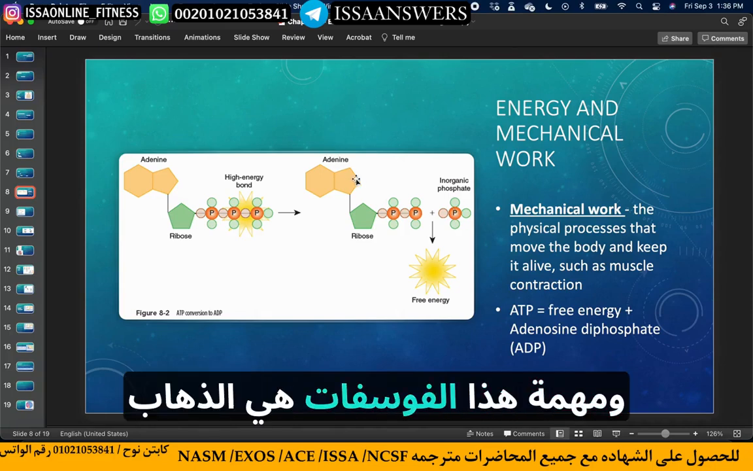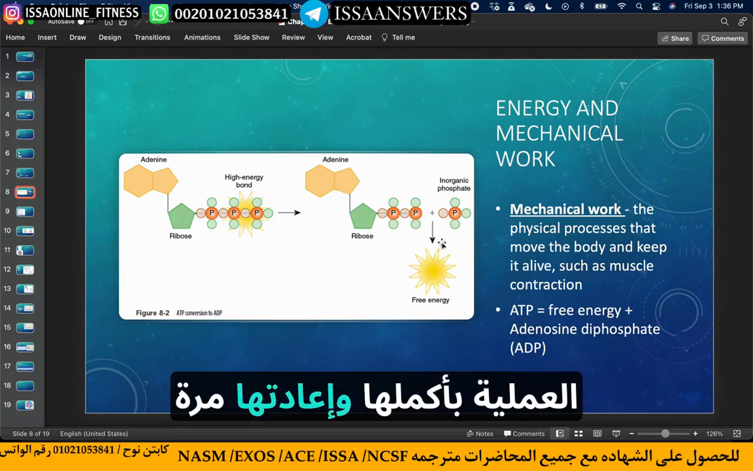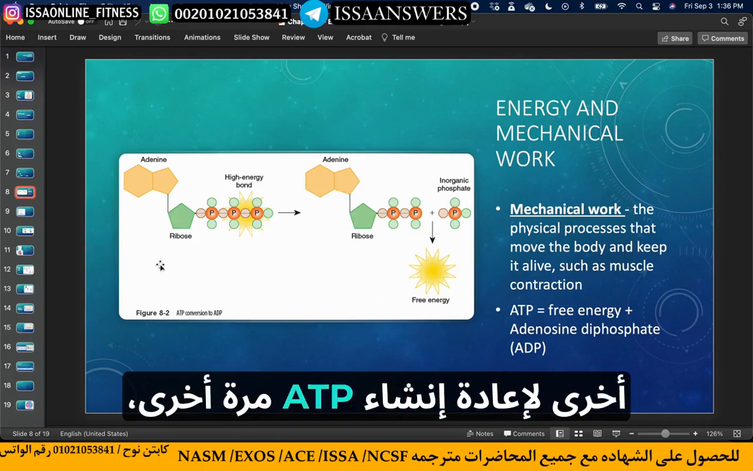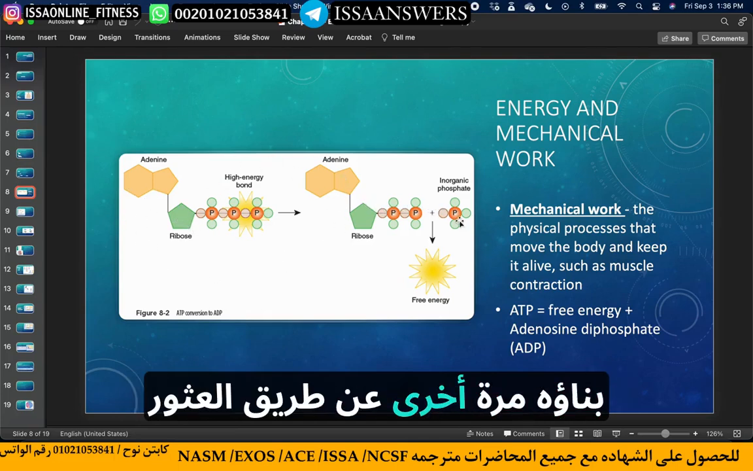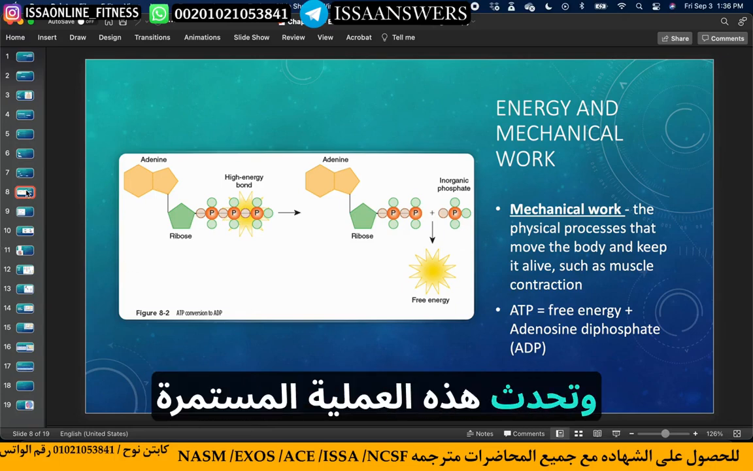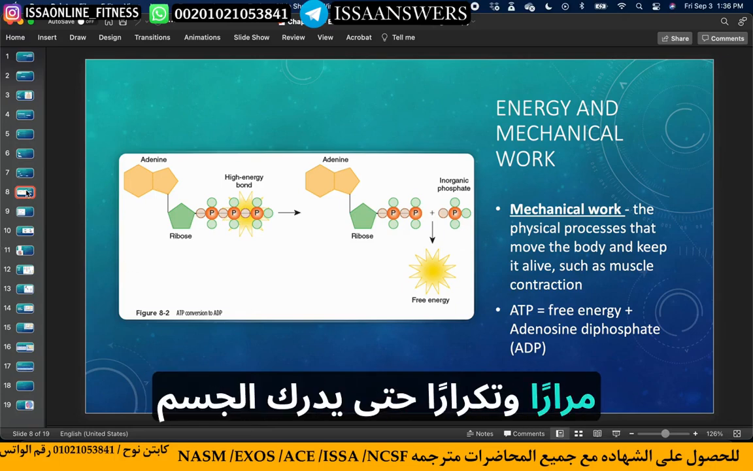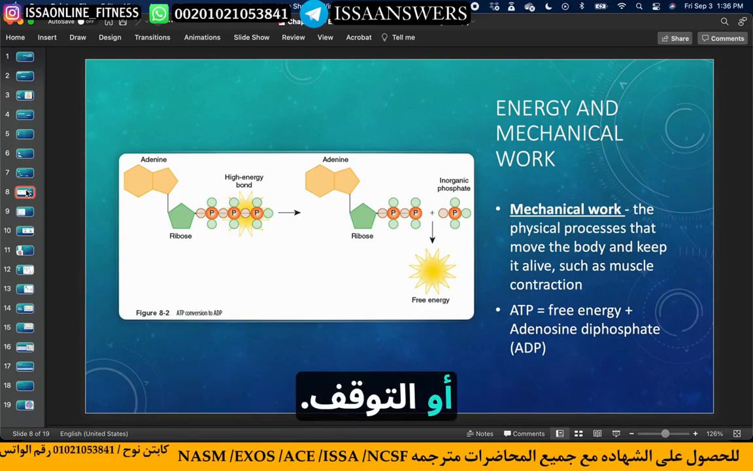And that phosphate's job is to go around and reconnect with a creatine, and then take this whole process and circle it back around to recreate ATP again, break it down, take that phosphate, build it back up again by finding a creatine molecule. And that constant process happens over and over again until the body realizes that it's so low on ATP stores that it'll tell you to slow down or stop.